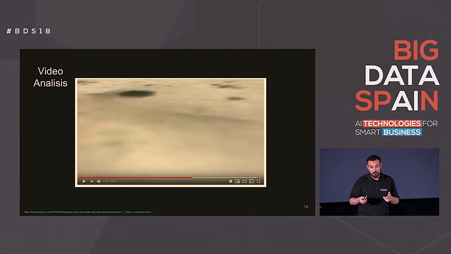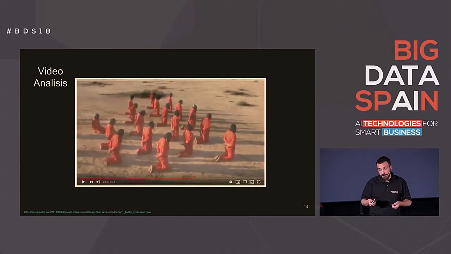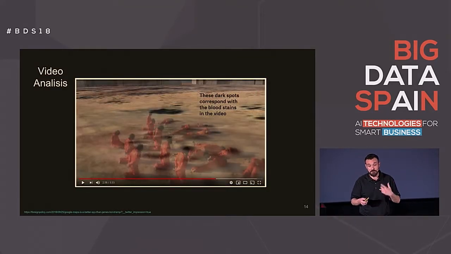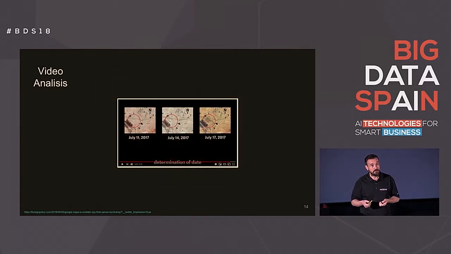Then you can even know when the video was recorded, because in this case this guy was killed by this terrorist, and the blood is on the ground. Yeah, and the brushes. You can see when the blood appears in the Google Maps history screenshot.